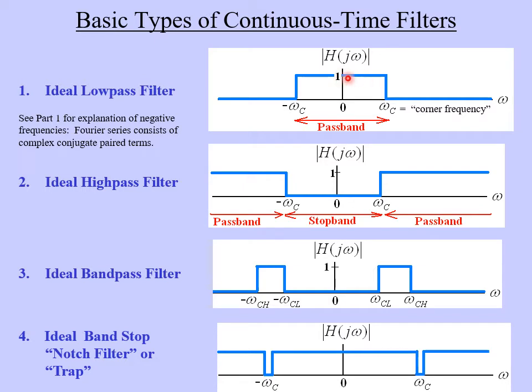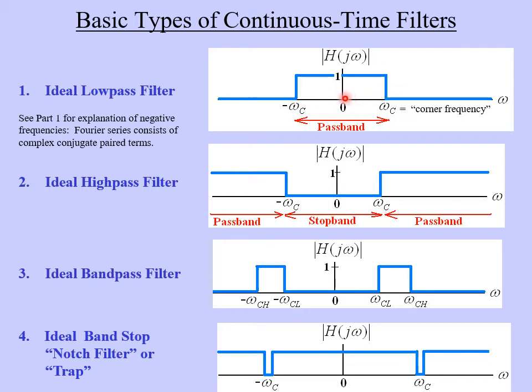and it'll just do nothing to the input signal. It'll just multiply it by 1. But any frequency above the corner frequency will be completely blocked by this filter because the frequency response magnitude is 0. Okay, so this is called the pass band here.